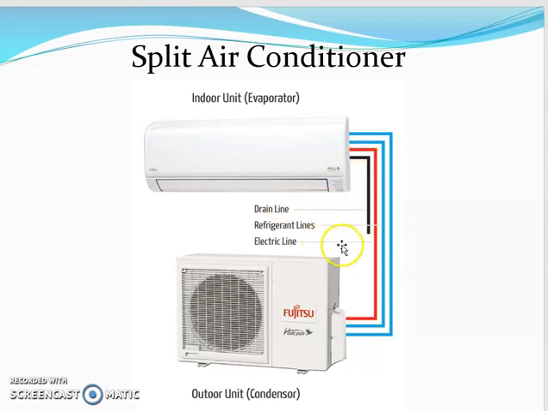Then this red color line is the electric line. It is basically used to give power supply to the compressor, evaporator blower and condenser fan. And this blue color line is the refrigerant line. So refrigerant is continuously moving from the indoor unit to the outdoor unit and from the outdoor unit to the indoor unit.